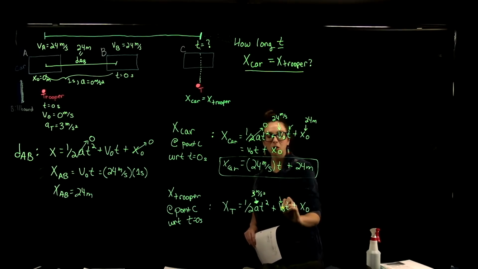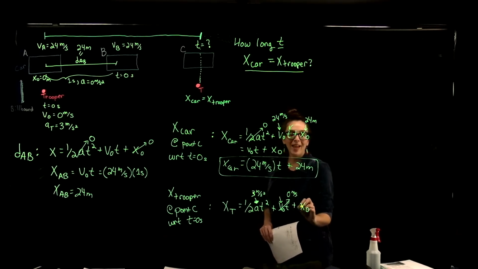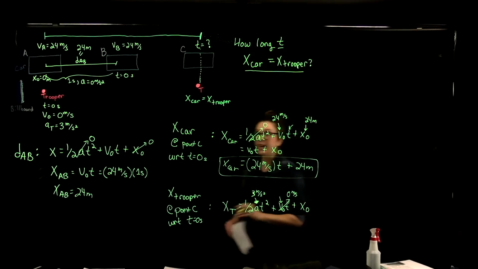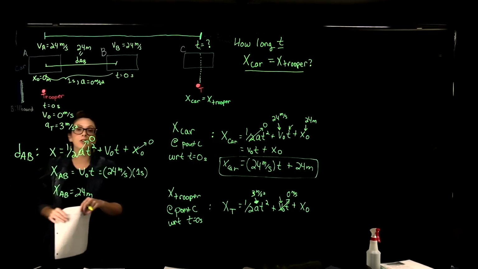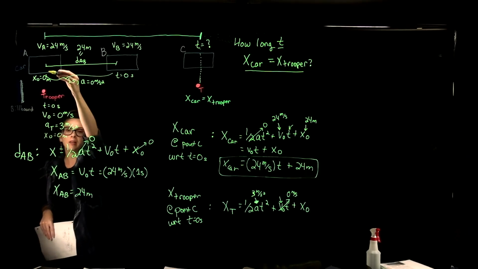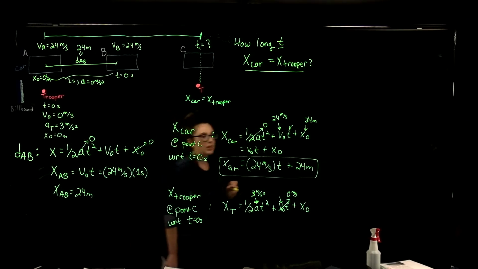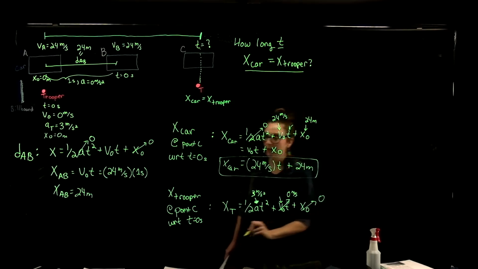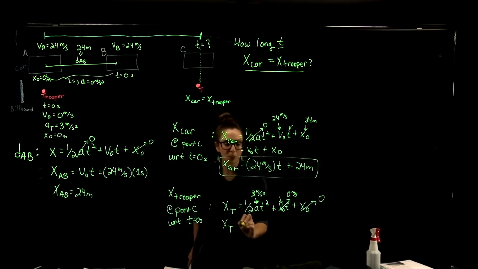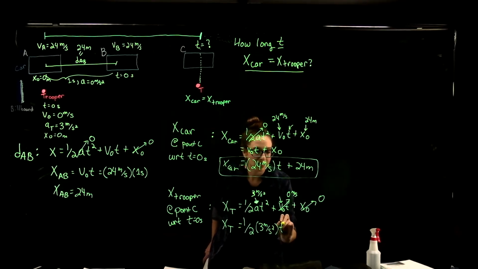Starting from rest, so our initial speed for our trooper is going to be 0 meters per second, so that term is 0. And we can say that the initial position here for our trooper, we can also set that to be x equals 0 meters. The same thing that we did for the car. At this point here, right at the billboard, the car had a position of 0 meters as well. Okay, so that's 0. So the position for our trooper is going to be 1/2 times his acceleration, 3 meters per second squared, times t squared.